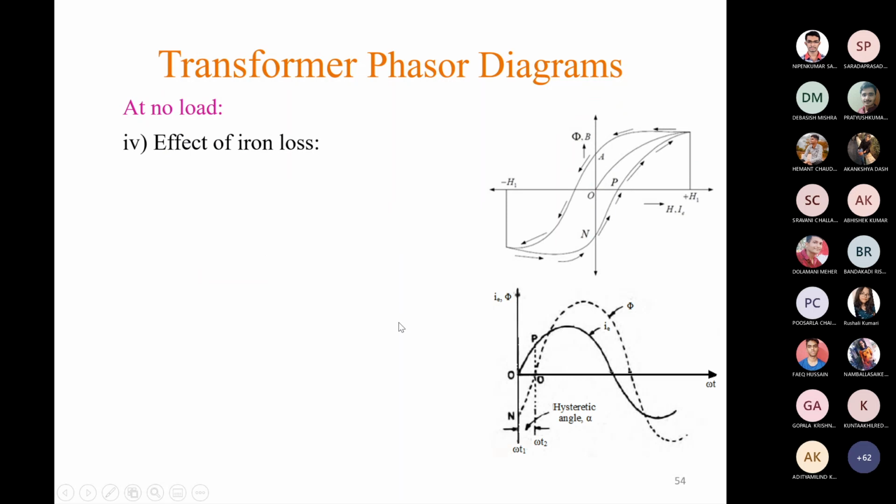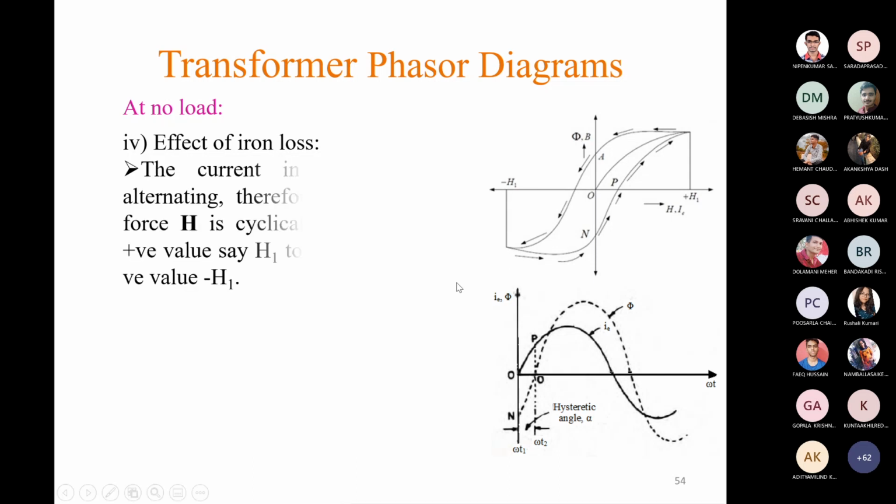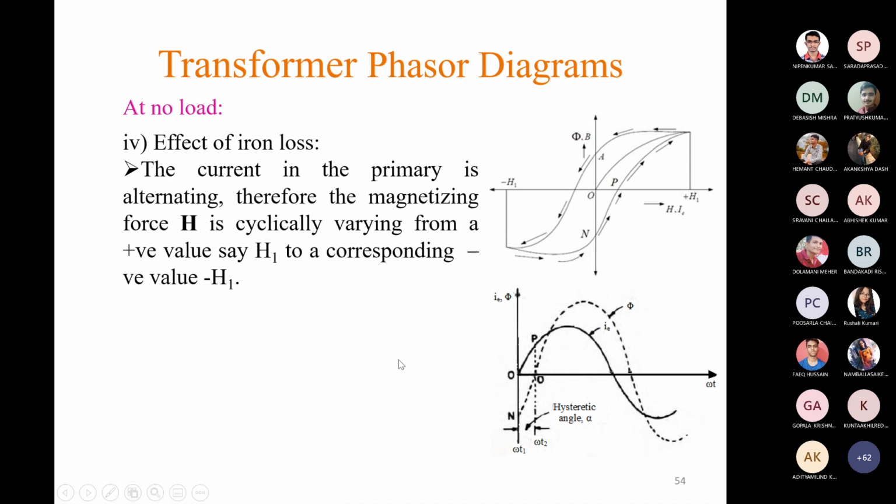Now let us consider the effect of iron loss first. Effect of iron loss means core loss. So there are two types of core losses: eddy current loss and hysteresis loss. Okay, so let us see. The current in the primary is alternating in nature, we know that. So this is the waveform of alternating current.